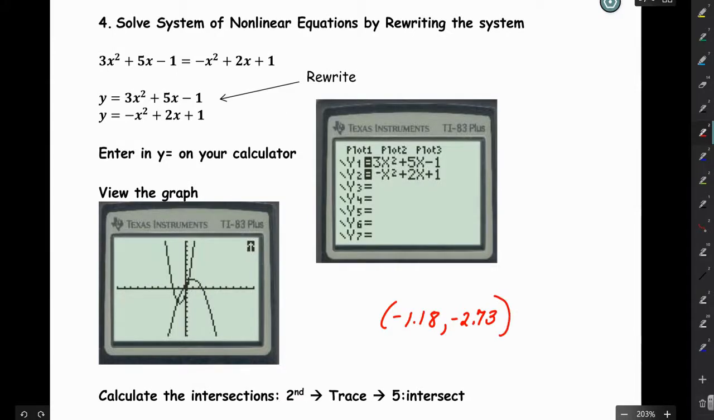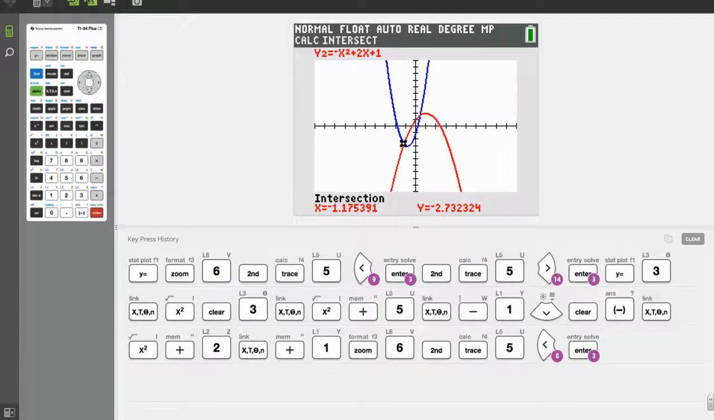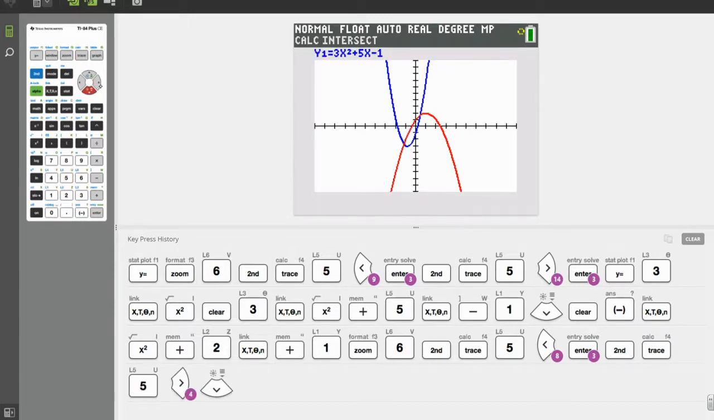All right, let's find the other value. Second trace, number 5. Move over to that intersection. Hit enter, hit enter, hit enter. And we get 0.43 and 1.67.